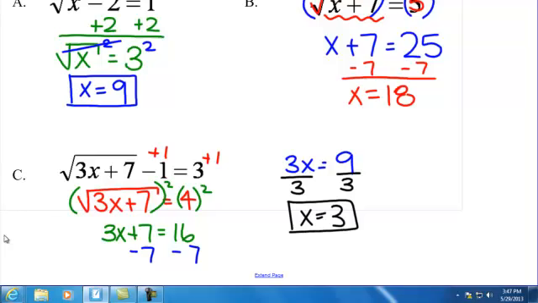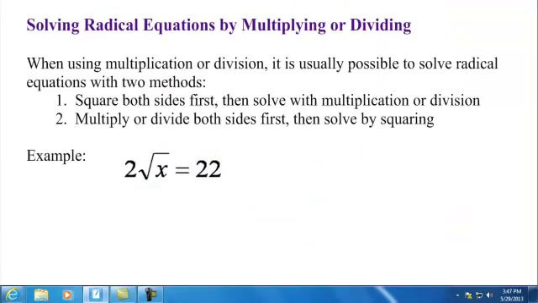We know that we are correct, and we can move on to the next problem. So these ones, we're going to have multiplication and division hanging out with our radicals, and we need to undo those. There's always more than one way to solve a problem, and in this case it's important to point out the 2 ways because it can make your life a little easier depending on what the problem is that they give you. So when using multiplication or division, it's usually possible to solve radical equations with 2 methods.